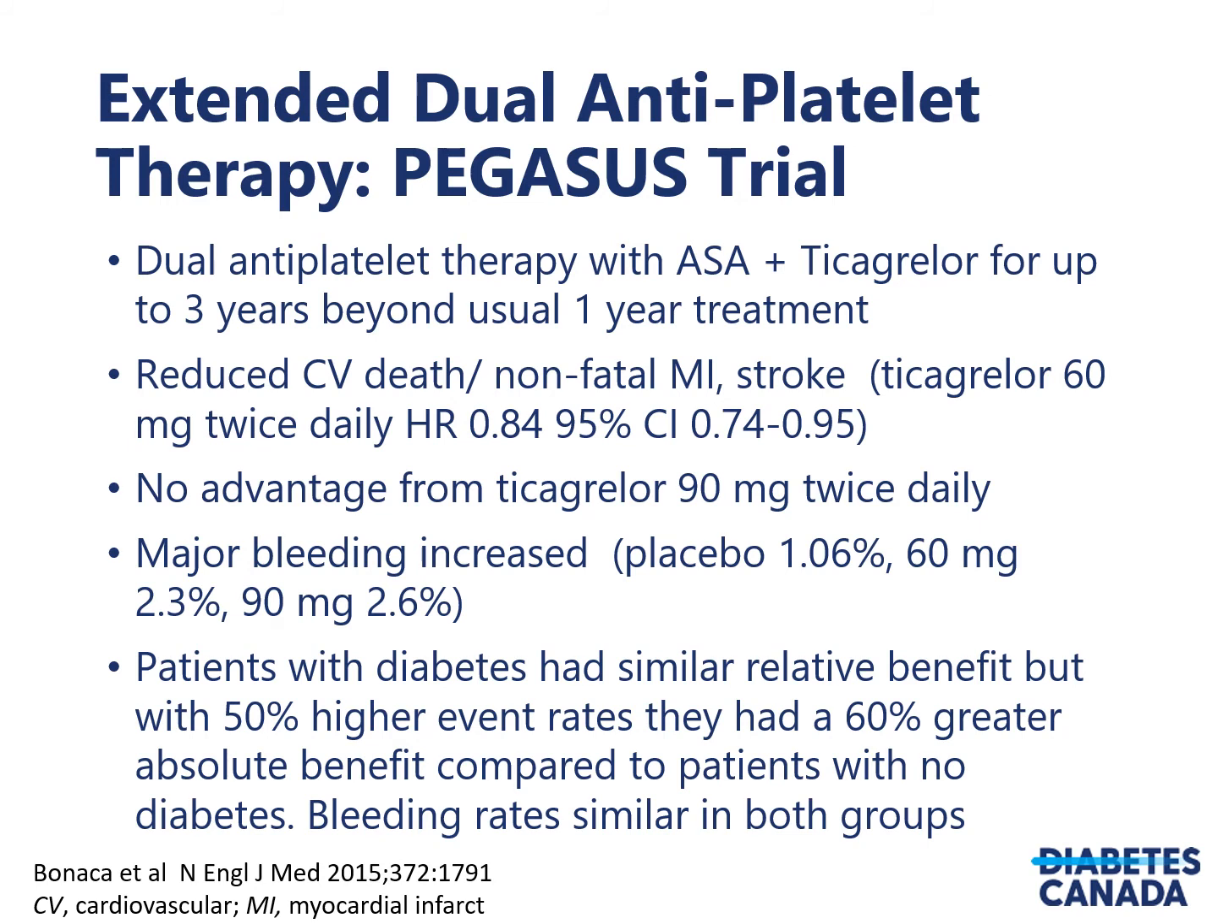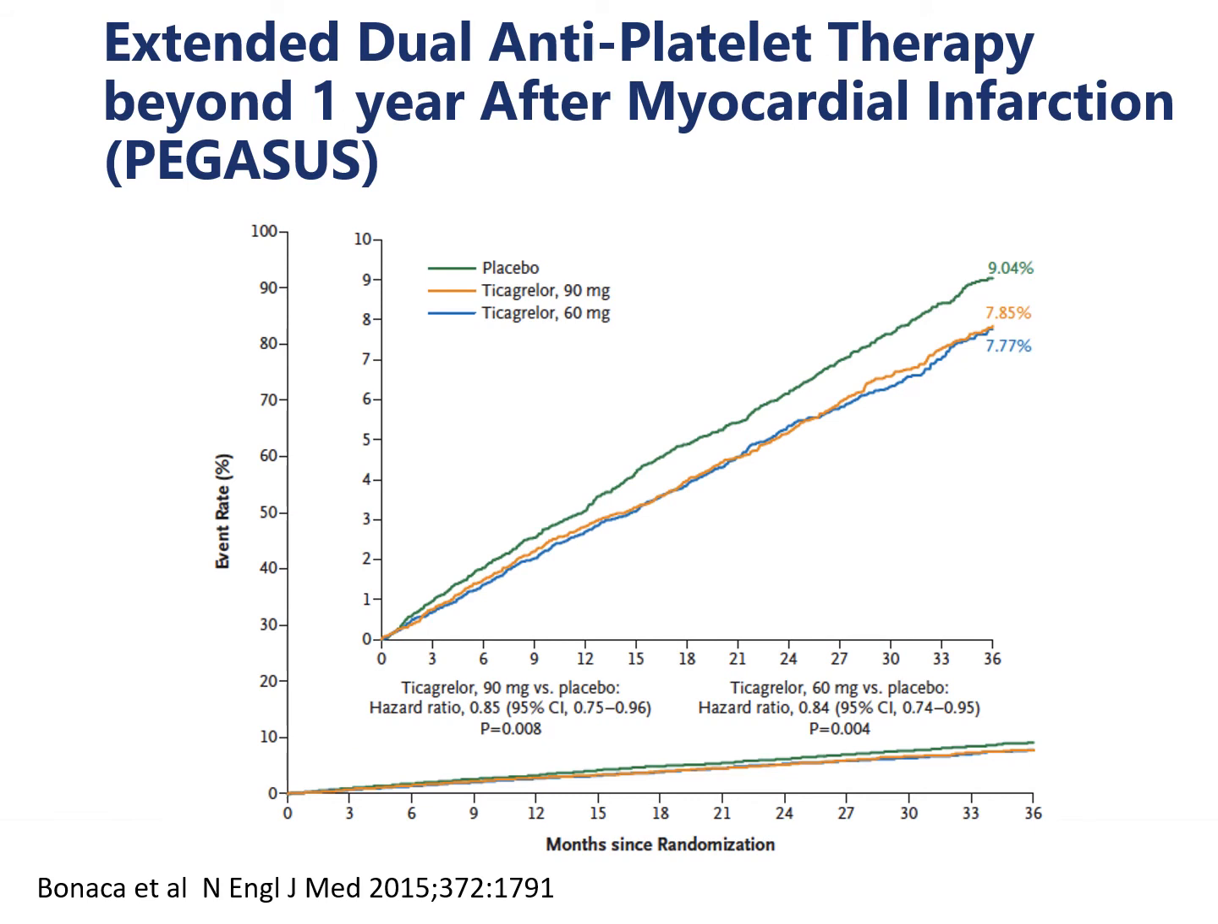Ticagrelor 90 mg twice daily was also assessed, and there was no distinct advantage. In fact, major bleeding was increased with the 90 mg dose, more so than the 60 mg dose. Patients with diabetes had similar relative benefit, but with 50% higher event rates, they had a 60% greater absolute benefit compared to patients with no diabetes, with similar rates of bleeding. And here you can see the results of the Pegasus study, with the orange and blue lines representing the Ticagrelor group and the green line representing placebo, demonstrating the reductions in outcomes over time.